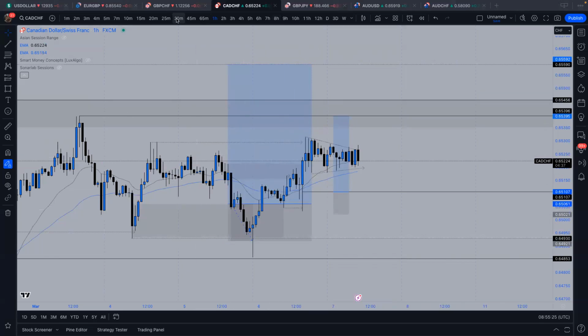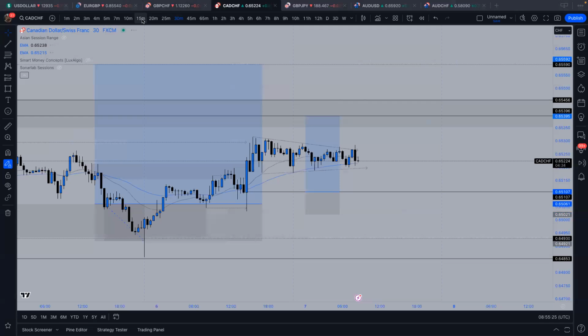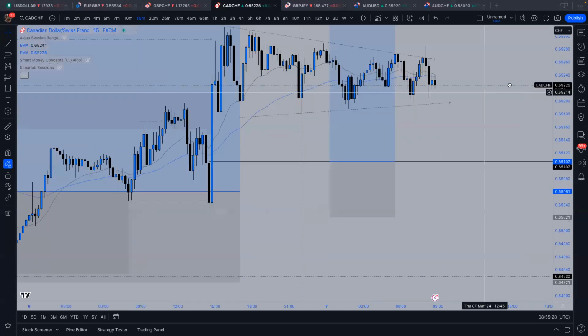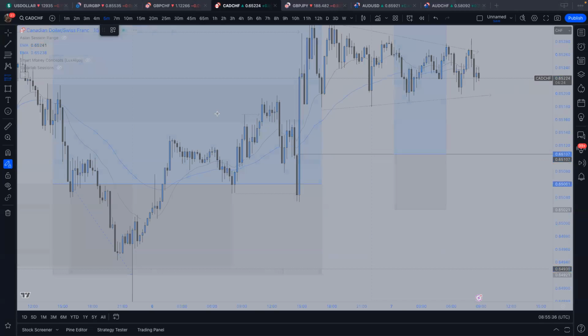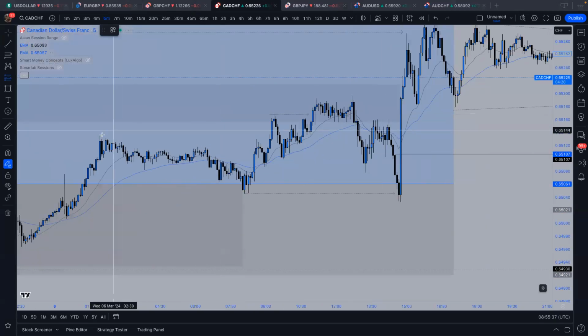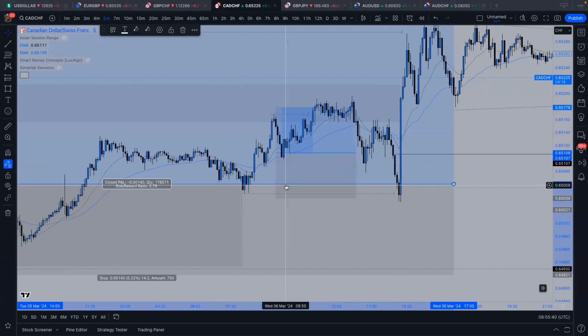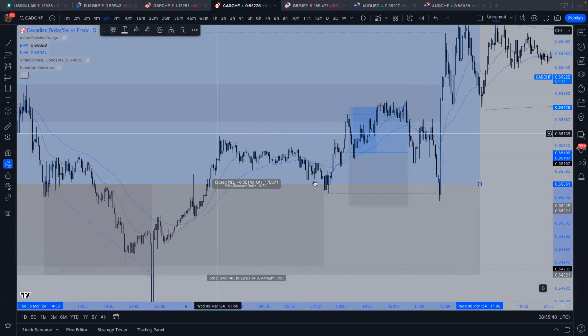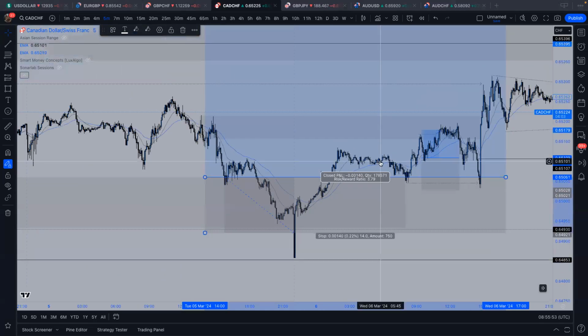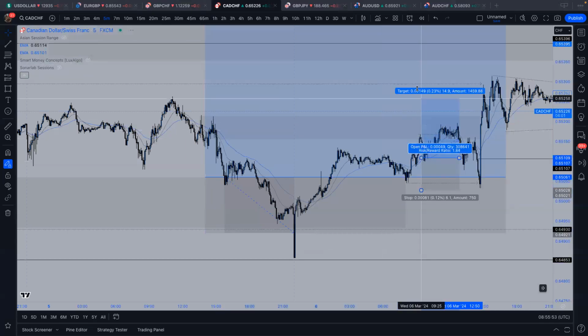I am still looking for some long moves. I did actually get into another small position around in here. So, 5 minute. Yeah. So when we broke out at this point, I did look for a sell. I did look for a buy here, and this actually did almost take me out. But I did just have my stop loss resting just below this low because I had a feeling we could have maybe raided it. But I did want to just wait and see what happens with it.